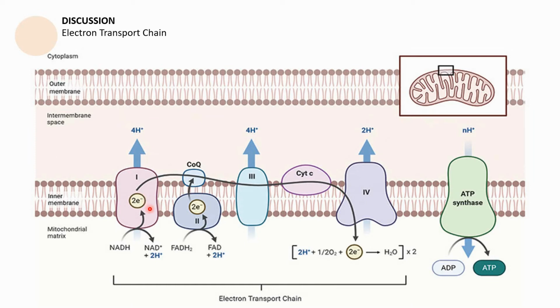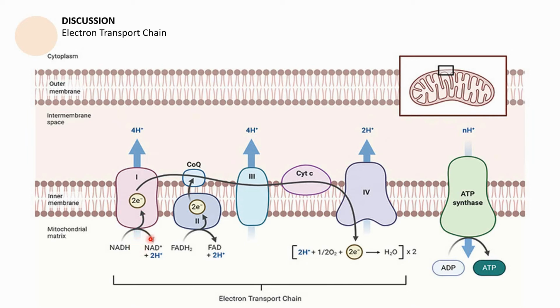So anong nangyayari dito? Remember the outputs of the Krebs cycle? Remember, NADH and then FADH2? Yeah, so naproduce sila for the purpose of electron transport chain. So how are they going to function? NADH is going to react with the first system, system 1, so that it will release two electrons, energizing system 1. Okay, so because nag-release siya ng electrons, na-energize si system 1.